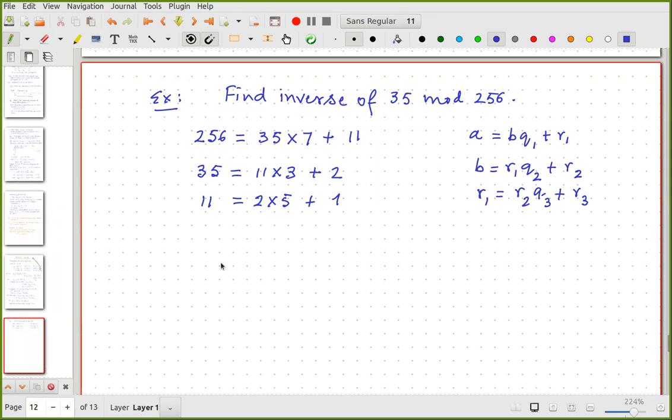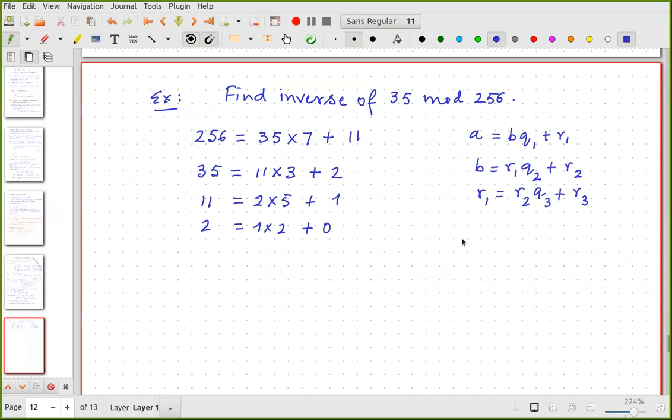So R3 is 1, and now we divide 2 by 1. That is 1 into 2, and the remainder is 0. Of course that would happen because one is the GCD. Wherever you get zero, the previous remainder is your GCD, which is one, which we already know.